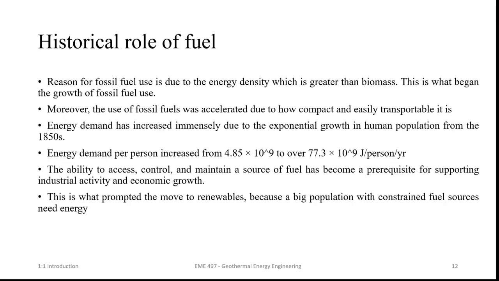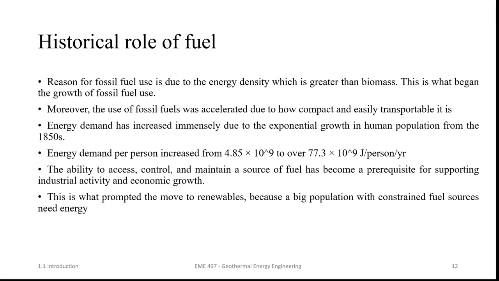So with that being said, we're going to move on to the actual point of the second part of this video, which is the historical role of fuels, the CO2 emissions, and just emissions in general. Now, to start things off, the reason why we use fossil fuels is because of the energy density which it has. It's greater than biomass.